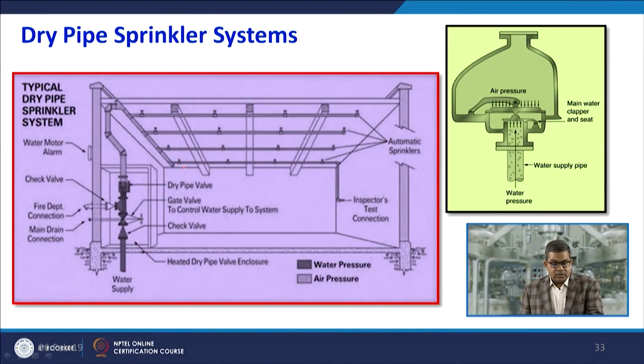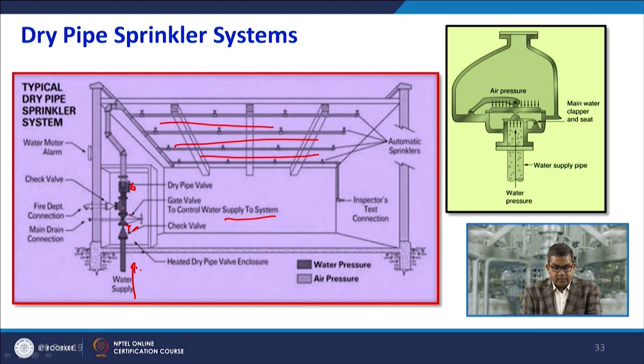Now it is quite similar to the wet pipe sprinkler system. Here you can see the array of a dry pipe. They are the automatic sprinklers. This is the dry pipe valve, and a gate valve to control the water supply of the system. There is a check valve here, and this is the water supply. The dry pipe valve is closed. You can see the dark colored lines, they are the water pressure lines. There are fire department connections, because sometimes they need to take the water supply in case of an uncontrolled fire.